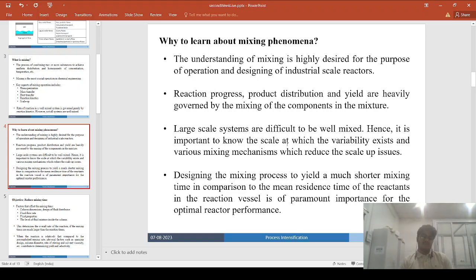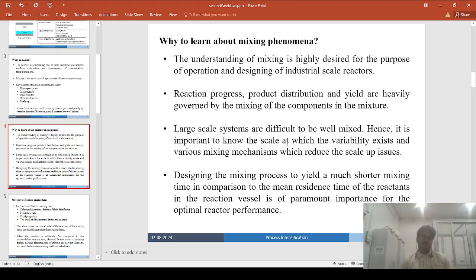So that is why you must know about mixing, that how well can I contact them so that my reaction progress is high, product distribution is also high, and the yield is also high. That is why you need to learn about mixing phenomena. Now, large scale systems are difficult to be well mixed. That I have just discussed, that they are not well mixed.